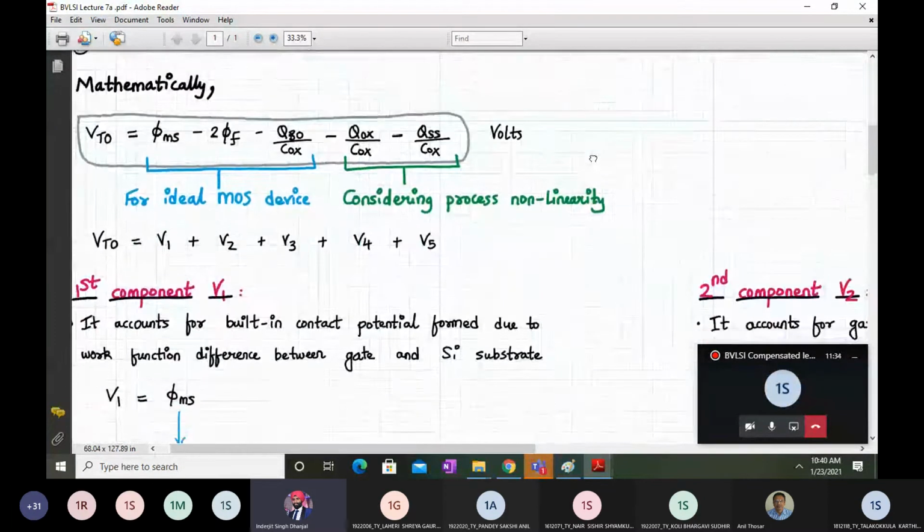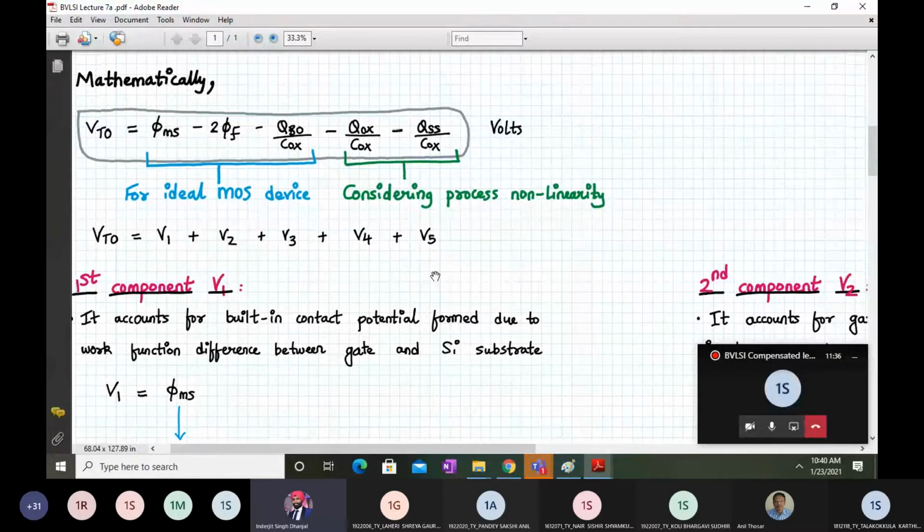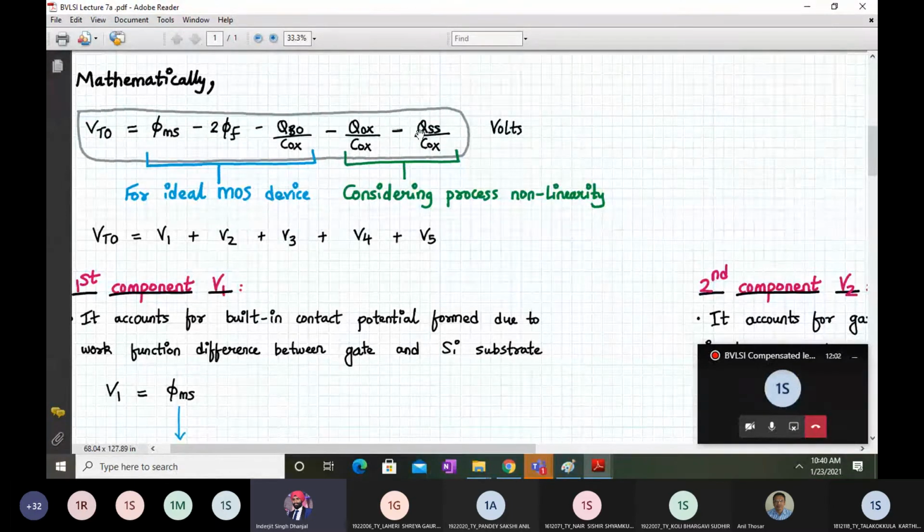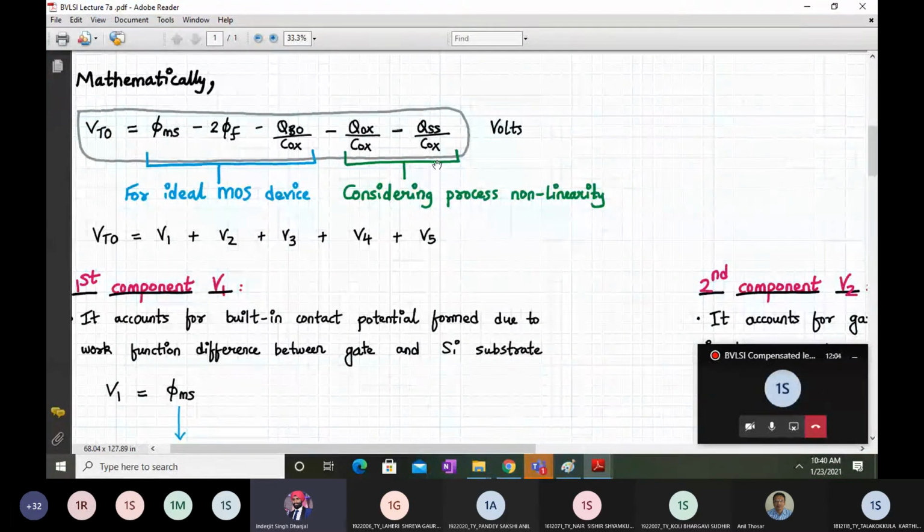Mathematically, the threshold voltage can be written as follows. It can be termed VTO or VTH, and depending on NMOS or PMOS it can be written as VTN or VTP. So VTO is given by phi ms minus twice phi f minus QBO divided by COX minus QOX divided by COX minus QSS divided by COX. And the unit is volts.